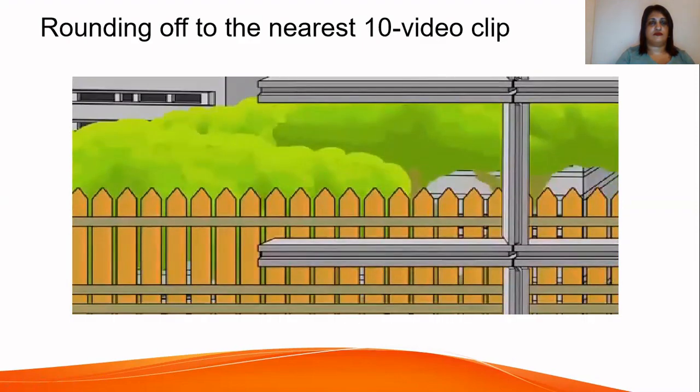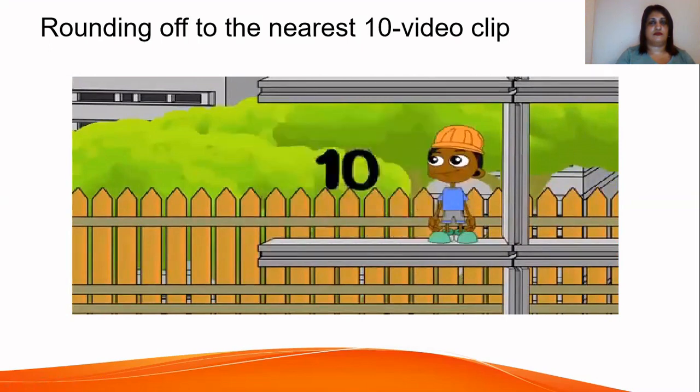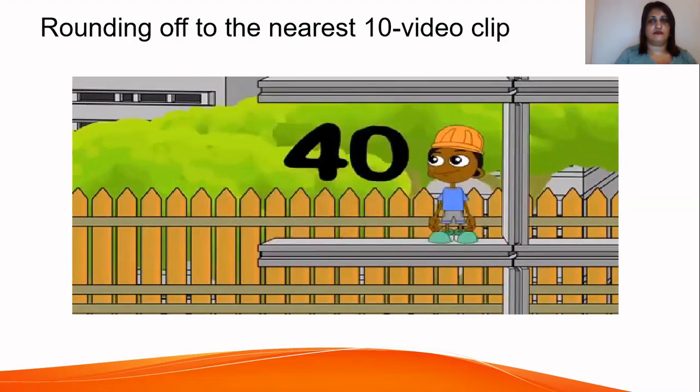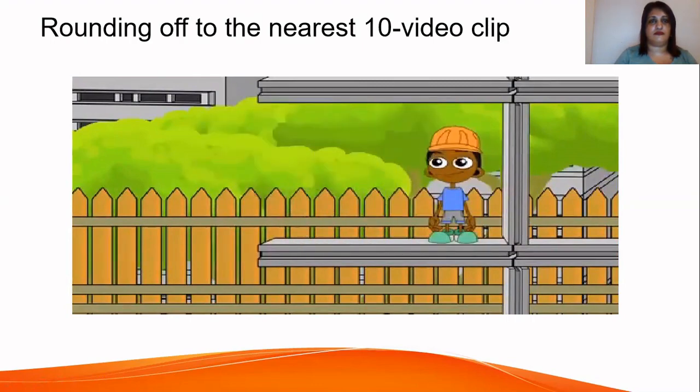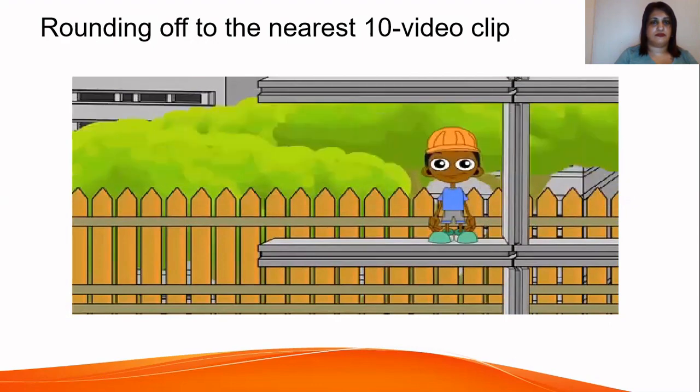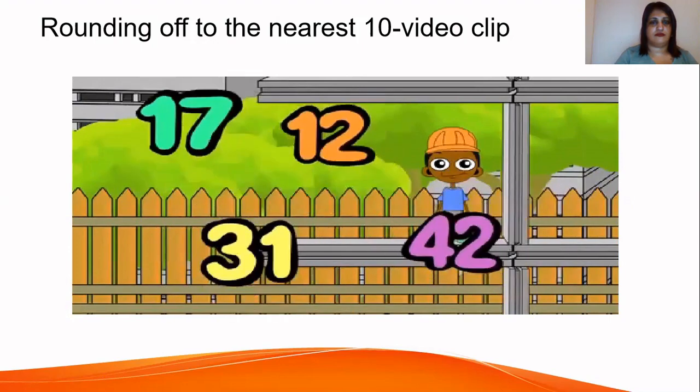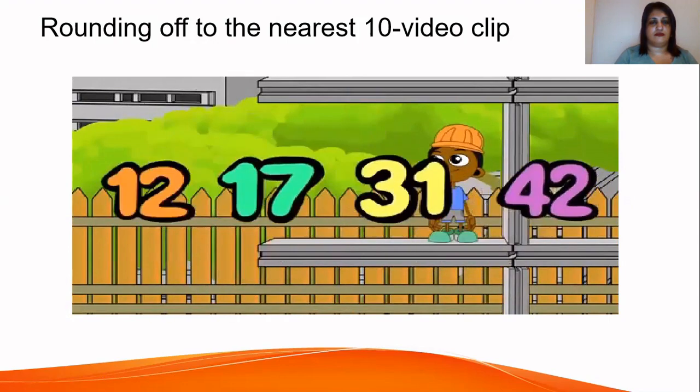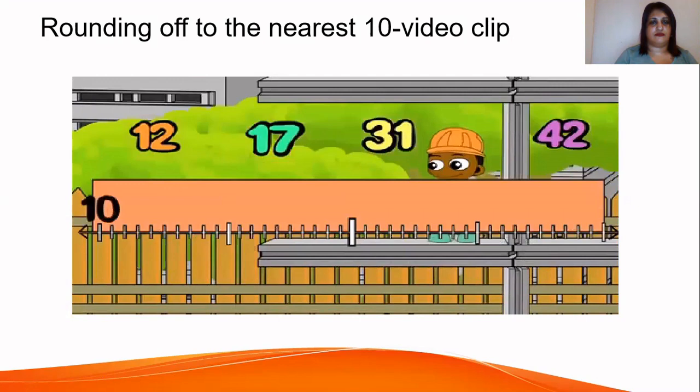We use rounding when we want to estimate. Rounding gives us numbers that are easy to use, like 10, 20, 30, and so on. Rounded numbers help you solve everyday problems where you don't need an exact answer. That's called an estimate. Rounding might look hard, but hey, guess what? If you know how to put numbers in order and can skip count by tens, you can learn to round any number to the nearest 10 with ease.